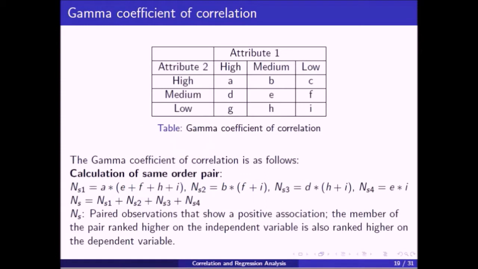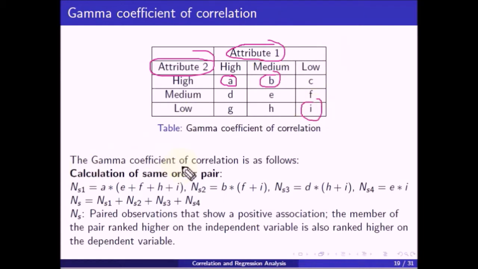Now you can see here two attributes: attribute 1 and attribute 2. Each is high, medium, low. When both are high, the total number of data is A. B is when attribute 1 is high and attribute 2 is medium. And similarly, when both attributes are low, it is I.